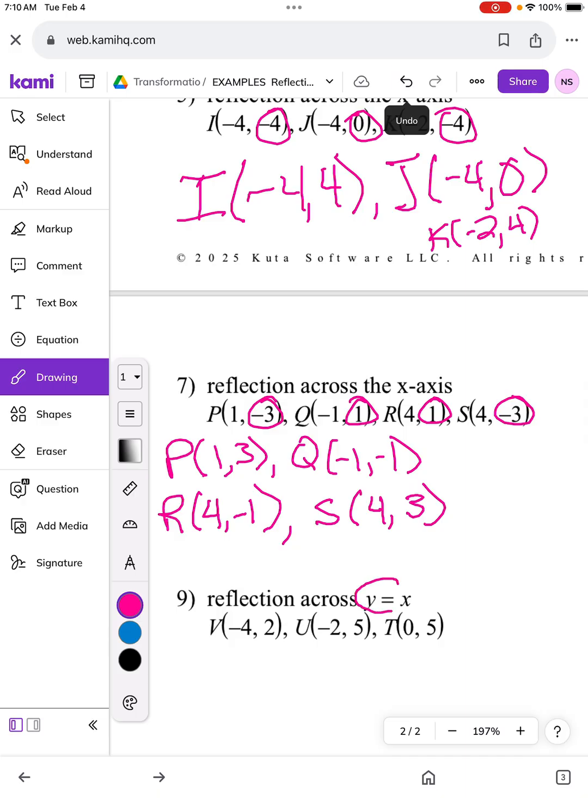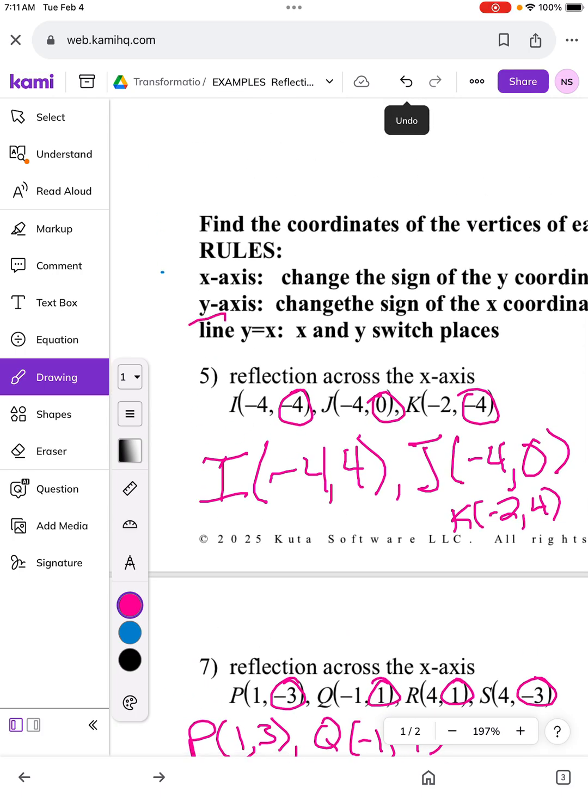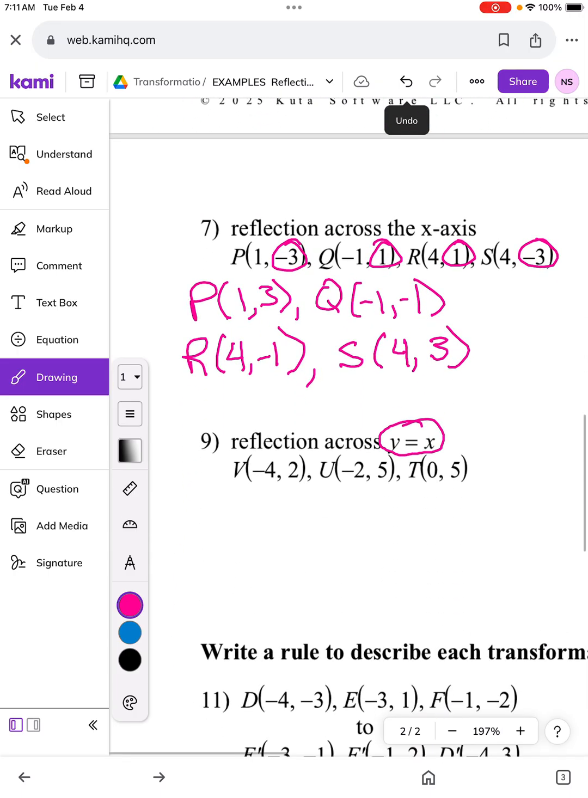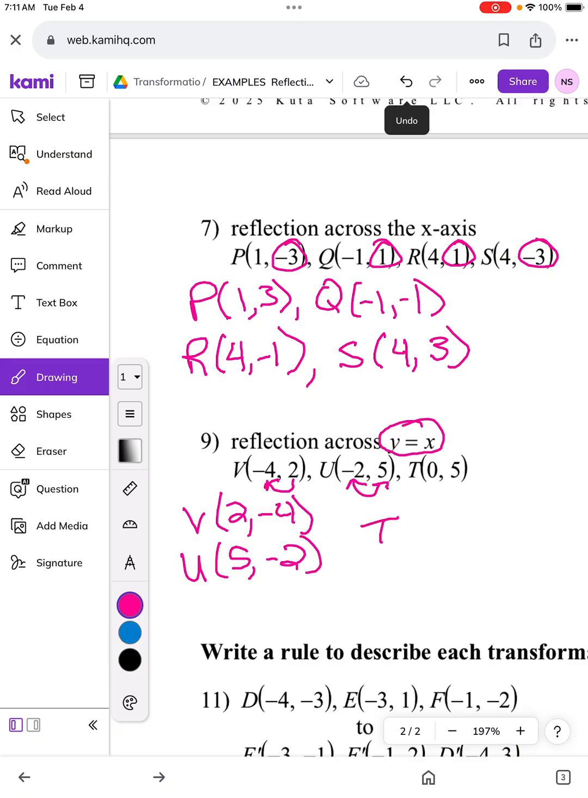For this one, they're telling us they need to go across y equals x. So let's check our rules. For the line y equals x, x and y are going to switch places. So signs don't change here, we just switch places. So for V, 2 is going to come up the front, -4 is going to go in the back. For U, 2 is going to go in the back, 5 is going to come in the front, or -2 I should say. And for T, 5 is going in the front and 0 is going in the back. So you're just following your rules.